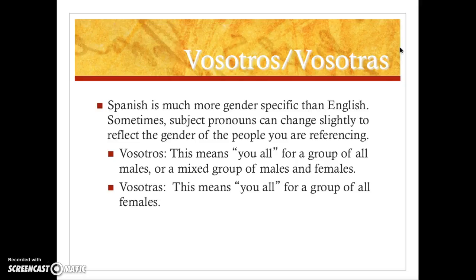In Spanish, that's a pretty typical rule. If something ends in O or OS, it's referring to males or a mixed group of males and females. If the word ends in A or AS, it's referring to a group of all girls.